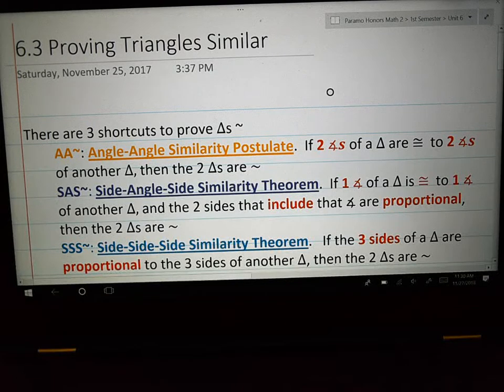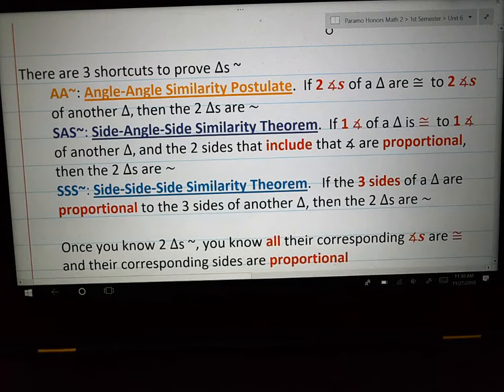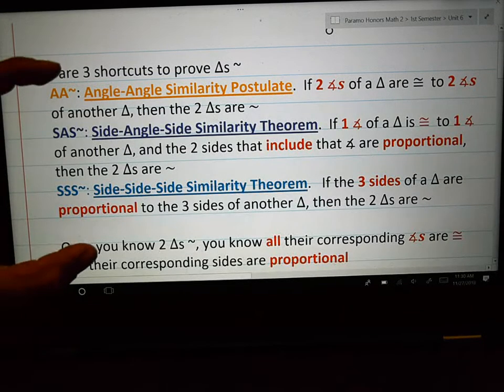In 6.3, we are now going to transition from polygons being similar into triangles being similar. Triangles in geometry are used to prove pretty much everything else that there is. And so, unlike chapter 3 where we were saying that two triangles were congruent, these three theorems or postulates can prove whether two triangles are going to be similar to each other.